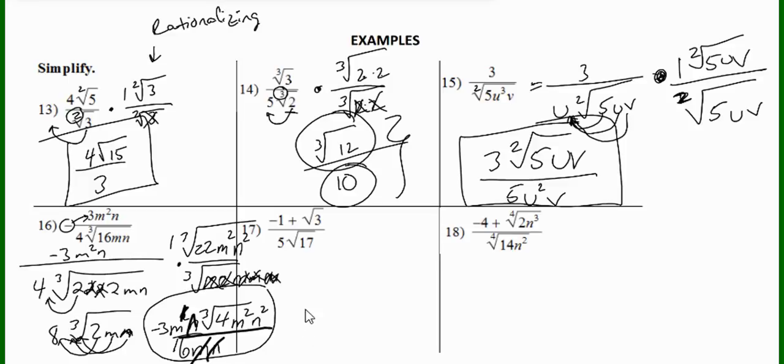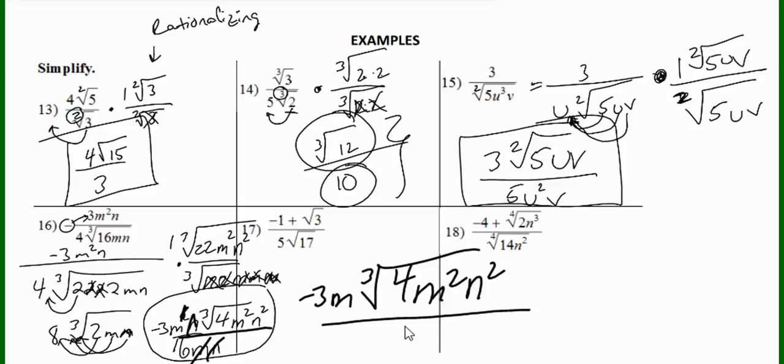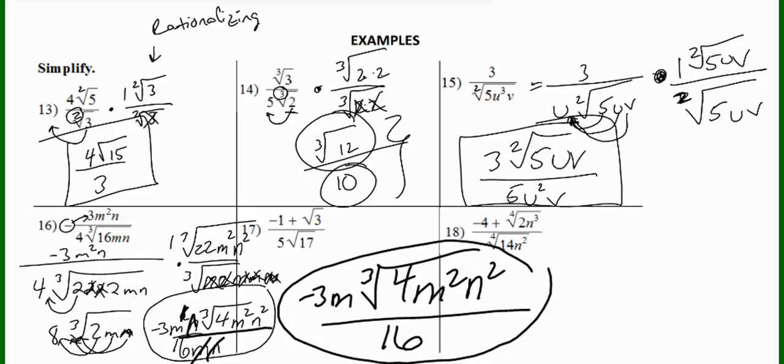So that makes your final answer negative 3m, and then the third root of 4m squared n squared, over 16. And that is it. That is your final answer. Okay, that is the right one. Hopefully this time it's the right one.